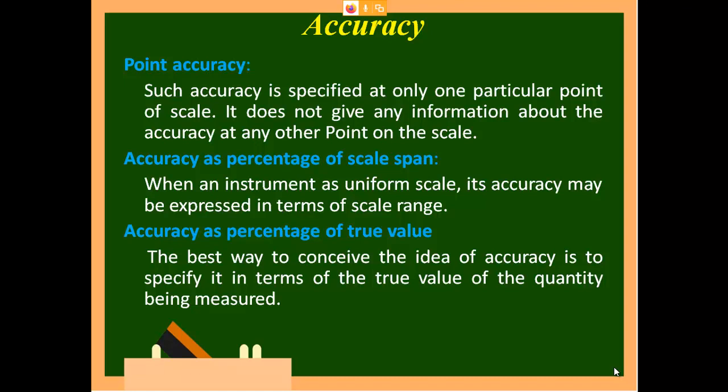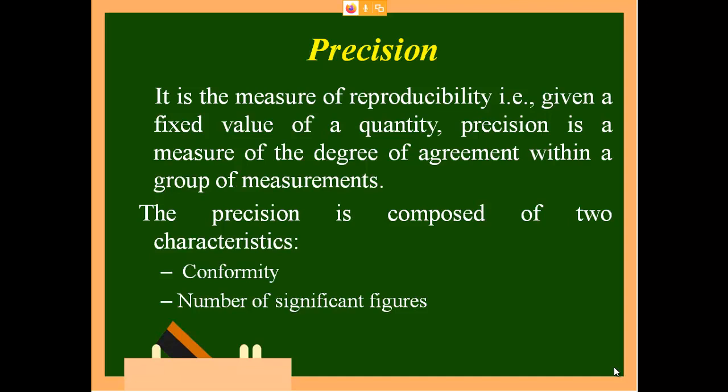And last one is for true, which we use for AC, where the entire scale should work for an accurate value. So that is the third type of accuracy. Then comes precision. There is a difference between accuracy and precision. Precision is nothing but a measure of reproducibility.